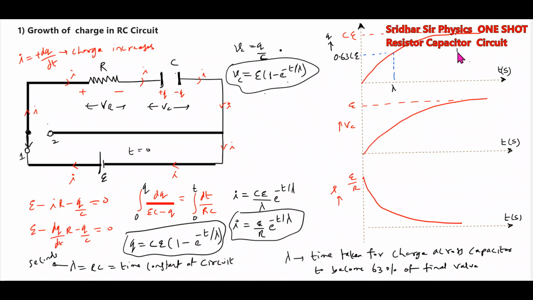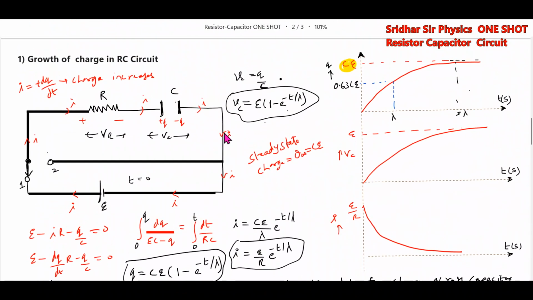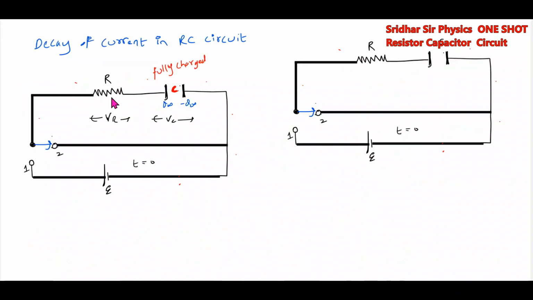Then almost after 5 lambda, it will be almost a constant. This CE is called the steady state charge. So what is the steady state charge here? Okay, this is the basic growth of current. Once it is fully charged, the switch is moved to position 2. Once the capacitor is fully charged, I'll move the switch from 1 to 2.